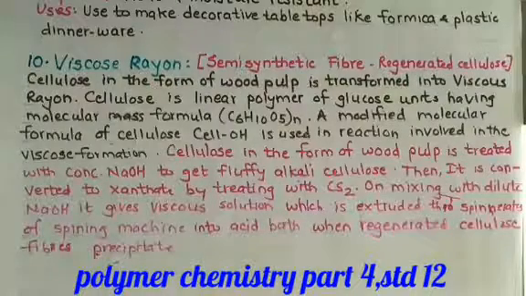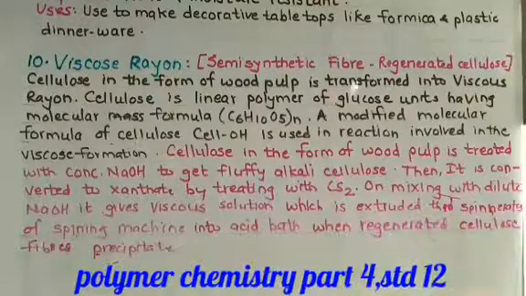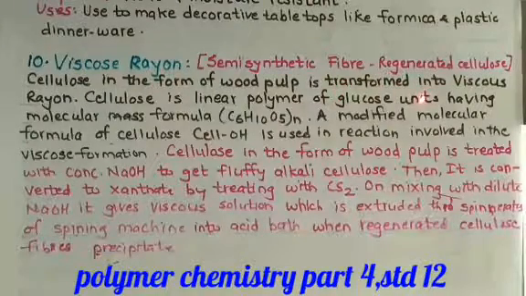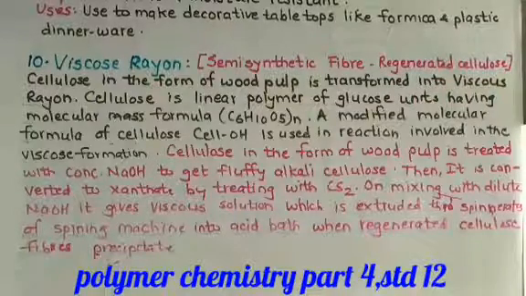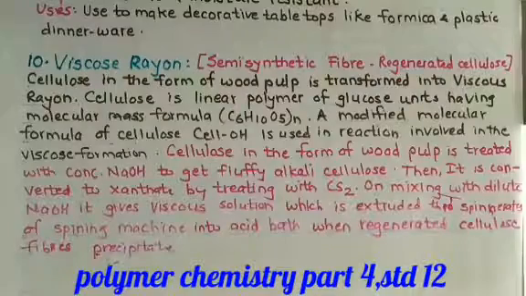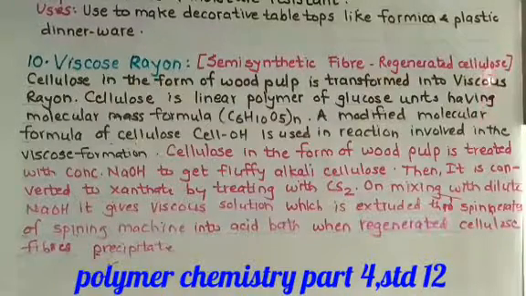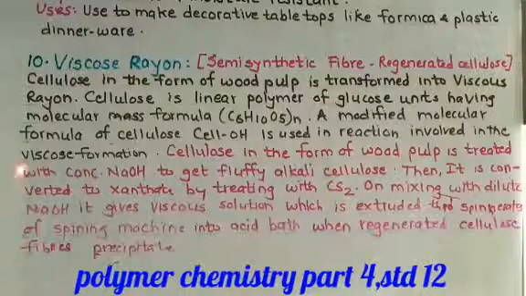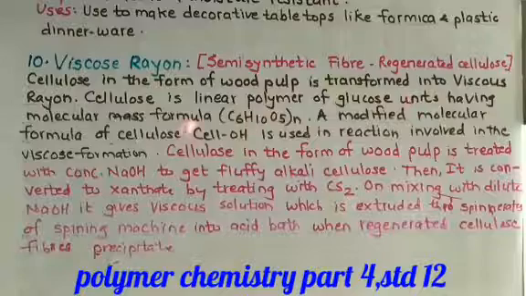Next is viscose rayon. Viscose rayon is a semi-synthetic fiber, regenerated cellulose. It is made from a natural material like cellulose. Cellulose in the form of wood pulp is transformed into viscose rayon.